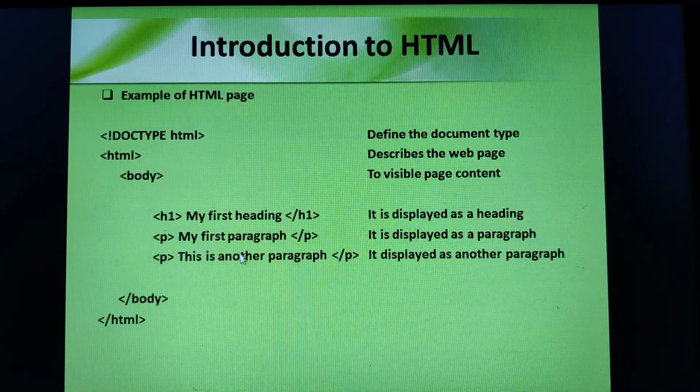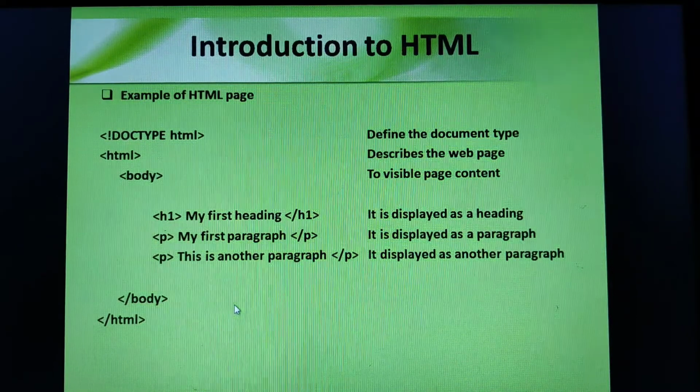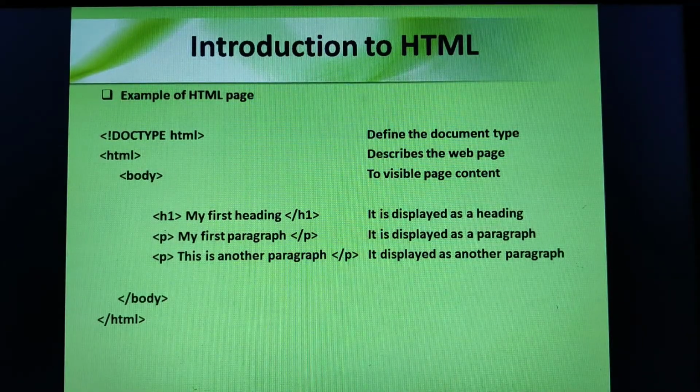Alright. Then we have a P tag, which stands for paragraph. So whatever content appears makes it a paragraph. So it is displayed as a paragraph here. We even have another second paragraph, followed by the body closing tag, and then followed by the HTML. Remember, whatever tag you are opening, it should be closed at the end. Alright. So this is one sample example of an HTML page.